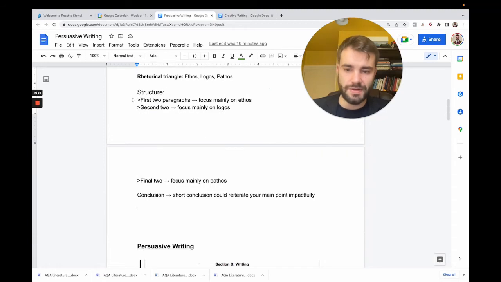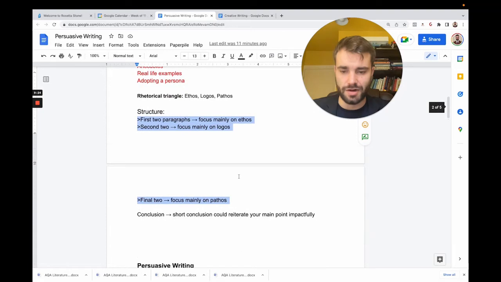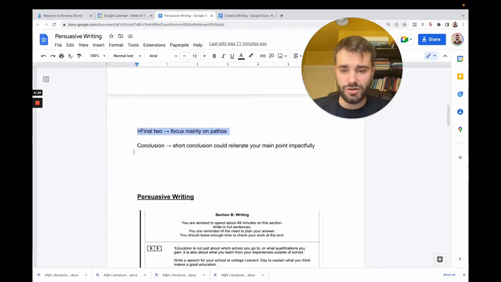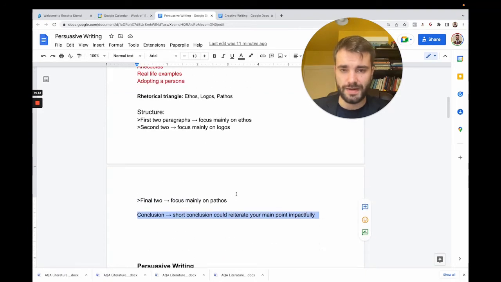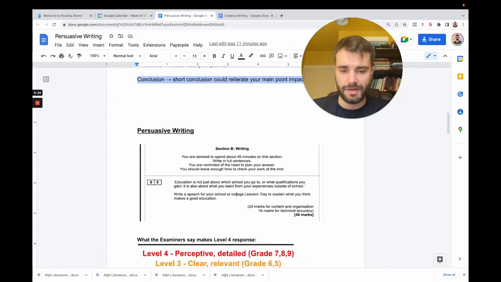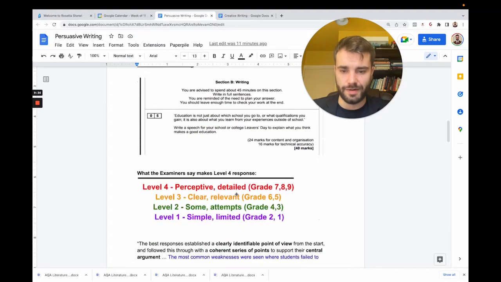So now, you would use others, so it's not like you only use ethos in the first 2 paragraphs, you do mix them up, but you prioritize it, you focus mainly on it. Conclusions, introductions are not so important. You could have a short conclusion where you repeat your main point in an impactful way, maybe just a sentence stating it again in a really powerful way.